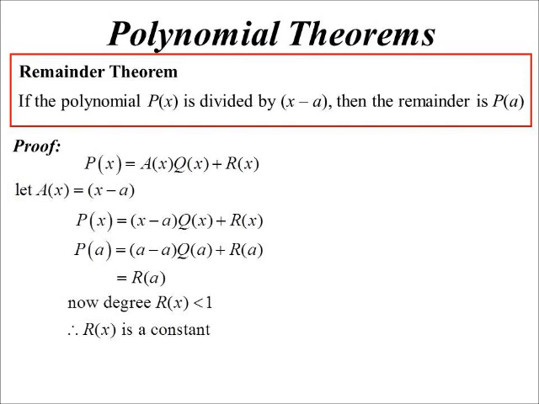Therefore, there's only one possibility for the degree of the remainder, which is 0. If the degree is 0, then it must be a constant number. So it doesn't matter what I substitute in. Therefore, remainder x is the same as remainder a, and that will equal polynomial a, as we see up here. So there's our little proof.